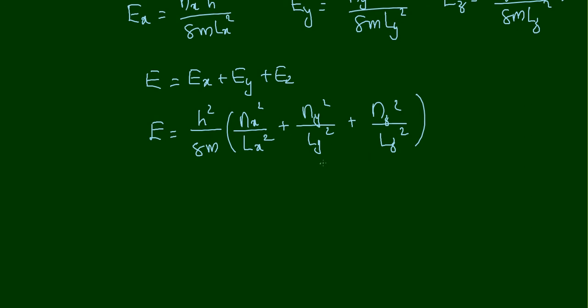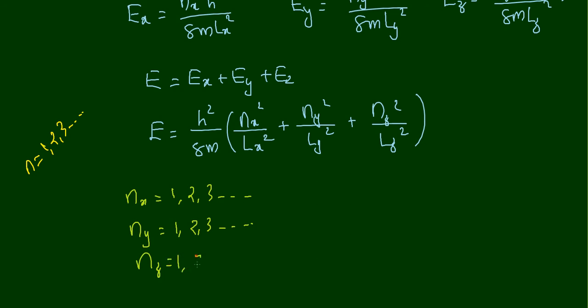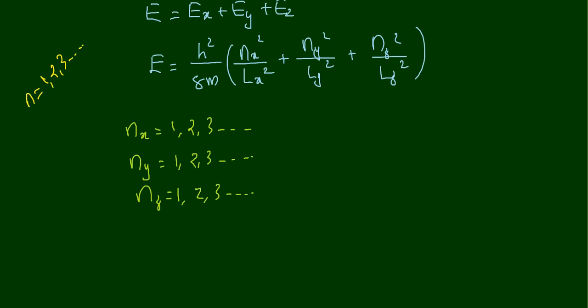Okay. Now, we know that nx, ny and nz are the quantum numbers. What are the possible values of these quantum numbers? We learned in the particle in the one-dimensional box that n is equal to 1, 2, 3, etc. Likewise, here also nx is equal to 1, 2, 3, etc., ny is equal to 1, 2, 3, etc., and nz is also equal to 1, 2, 3, etc. Okay, these are the possible values of nx, ny and nz. So what is the minimum possible value for all the three quantum numbers? 1 is the minimum possible value, right?